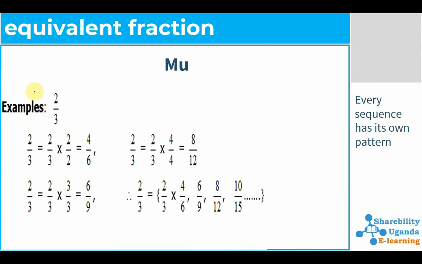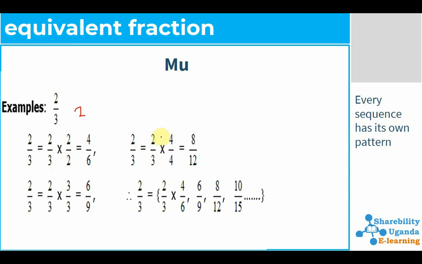I've been given some more examples here. We have 2 out of 3. They are showing us how we can get more equivalent fractions. Here they take a 2 to multiply both the numerator and the denominator. So we have 2 out of 3, and 2 times each gives 4 out of 6. Then they also used a 4.